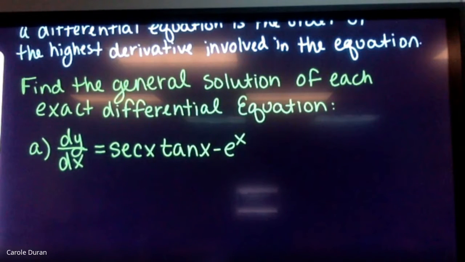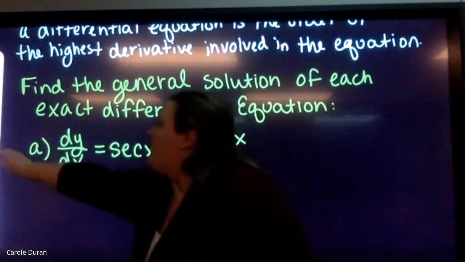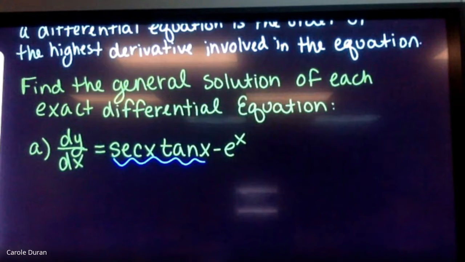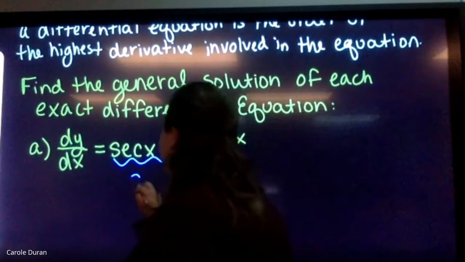Okay, so we're going to start with a general antiderivative. If I have the derivative secant x tangent x minus e to the x, I need to find the antiderivative of that. So just like normal, I need to think about what gives me the derivative secant x tangent x. What is the antiderivative of secant x tangent x? Secant. So my antiderivative was secant of x.